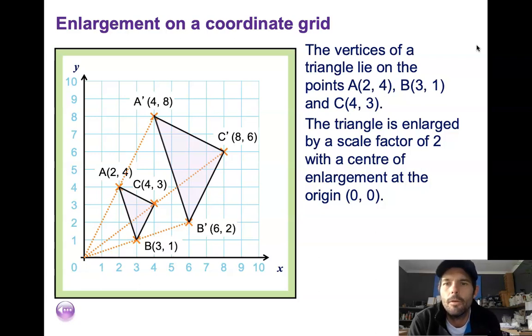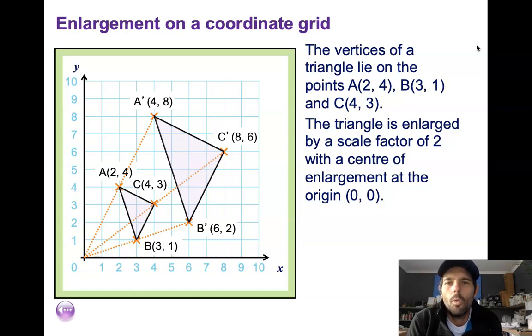And you can see from the origin to point B, B is 3 and 1, and that gets doubled to 6 and 2, and C is 4 and 3, 4 on the X and 3 on the Y. And then that gets doubled to 8 and 6. Okay.